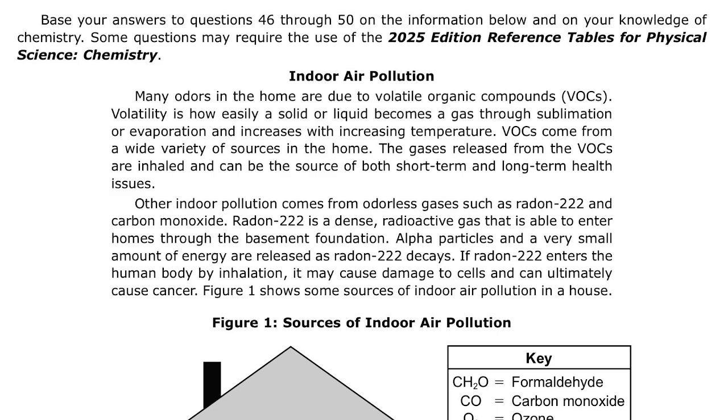Other indoor pollution comes from odorless gases such as radon-222 and carbon monoxide. Radon-222 is a dense radioactive gas that is able to enter homes through the basement foundation. Alpha particles and a very small amount of energy are released as radon-222 decays. If radon-222 enters the human body by inhalation, it may cause damage to cells and can ultimately cause cancer. Figure 1 shows some sources of indoor air pollution in a house.